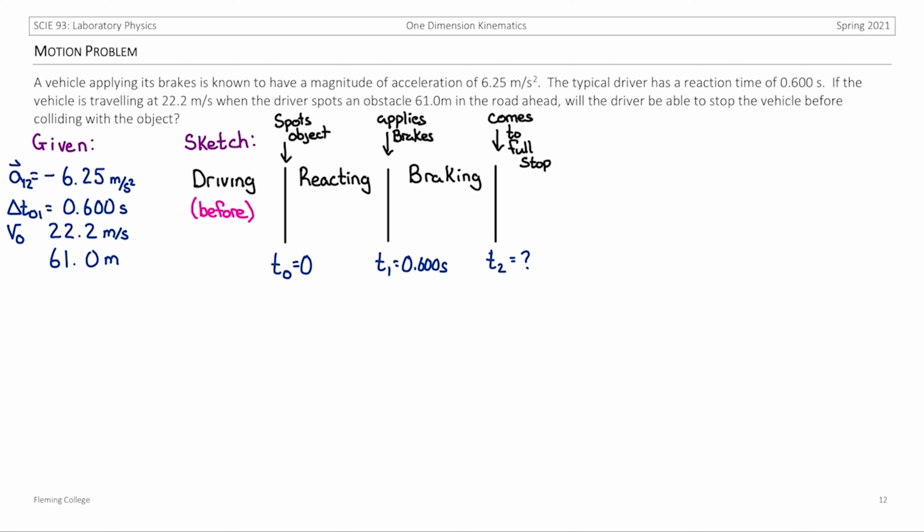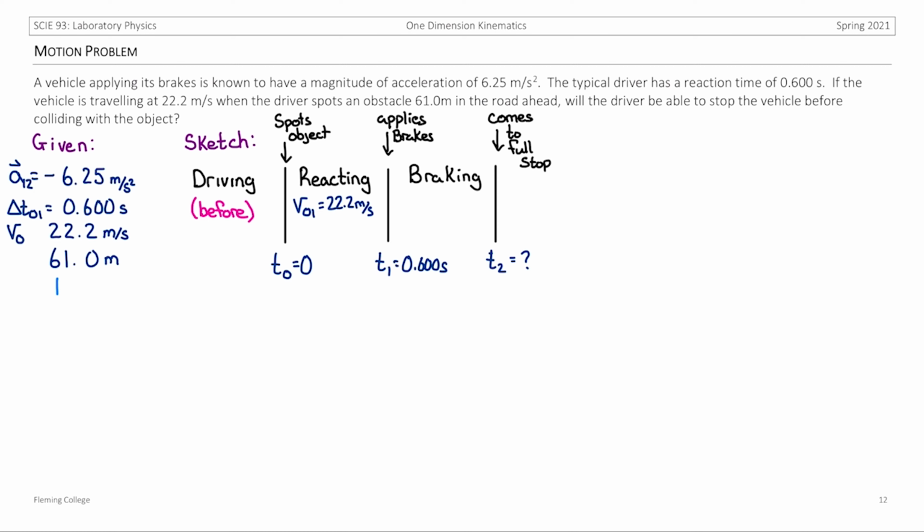The 22.2 meters per second is our initial velocity. So this is the speed that the driver is traveling at before they apply the brakes. So that occurs before the problem. That also occurs from the time interval of T0 to T1. And then after that, we'll start to slow down because we're braking.